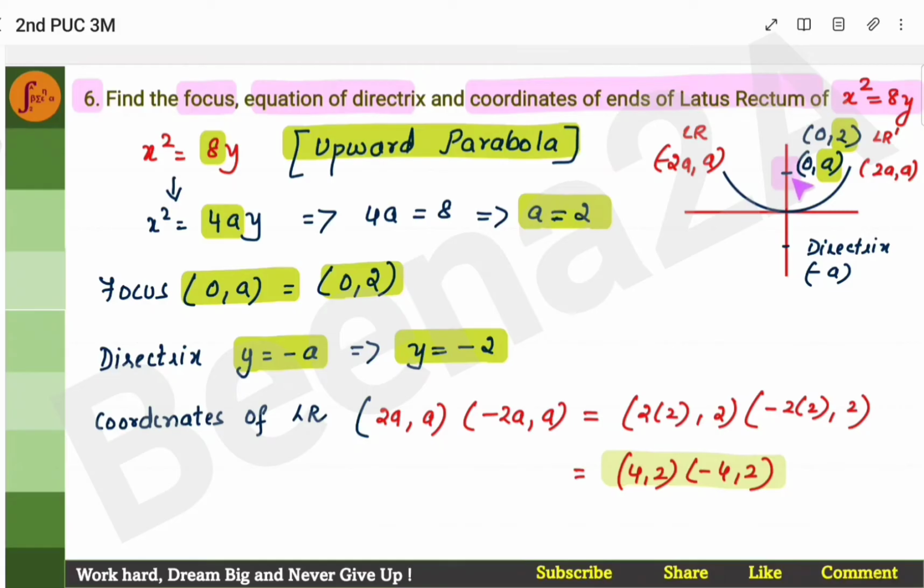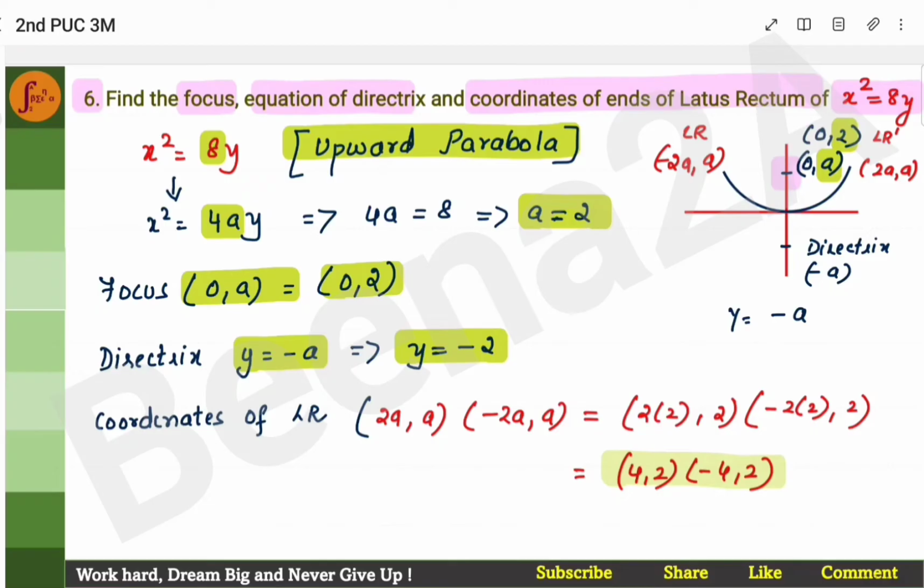Directrix is exactly the opposite side of focus. So if this is focus and this is directrix, it's going to be minus a. Directrix is on the y axis. So y is equal to minus a. So y is equal to minus 2.